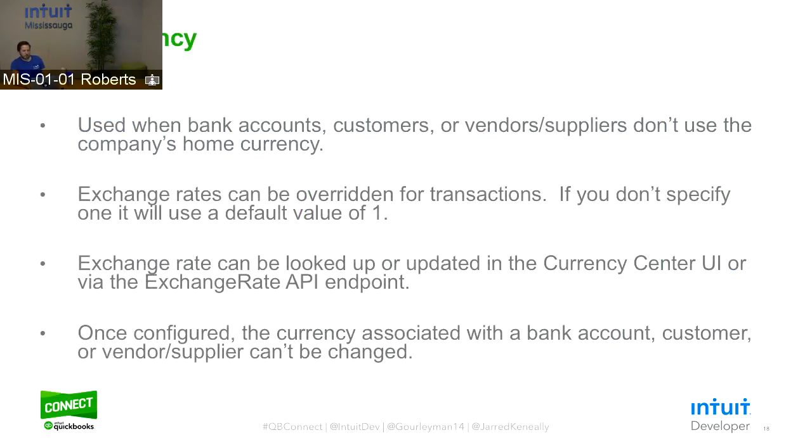Next, we'll take a look at multi-currency support in the Currency Center. So multi-currency is used when a business has one or more accounts, customers, vendors, or transactions that don't use the company's home currency. The actual exchange rates can be managed via the API, and they can be overridden from the API's default of 1 when transactions are created or updated. Since the default is 1, it's recommended that you first look up the exchange rate using the exchange rate API, and then add that exchange rate to your transaction creation request.